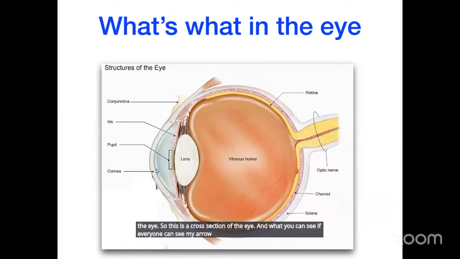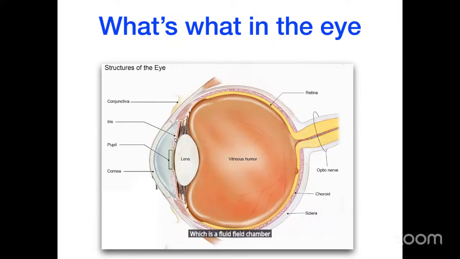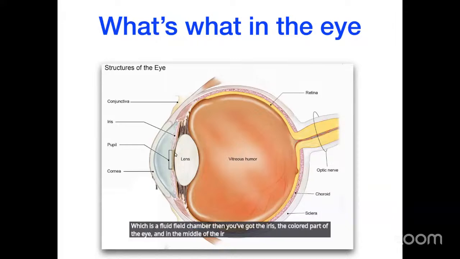Now, this is the front window of the eye called the cornea. And then behind that, there is a space called the anterior chamber, which is a fluid filled chamber. Then you've got the iris, the colored part of the eye. And in the middle of the iris, you've got the pupil, which is essentially an opening to the lens, the natural lens behind the iris.